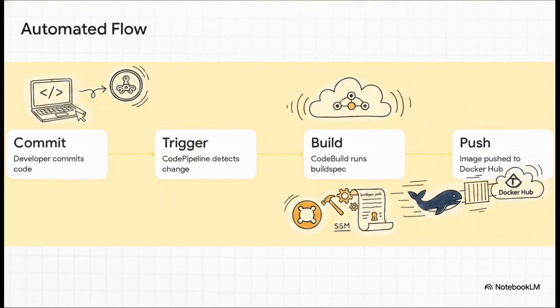And this brilliantly illustrates our final, glorious, fully automated flow from start to finish. Step 1, a developer makes a change and commits code to GitHub. Step 2, CodePipeline instantly detects that change and triggers the process. Step 3, it taps CodeBuild on the shoulder, which provisions a fresh Ubuntu environment, reads the buildspec.yaml, fetches the secure keys from the SSM vault, and executes the build. Step 4, the fully authenticated, newly built Docker image is pushed right to Docker Hub, ready to be used.